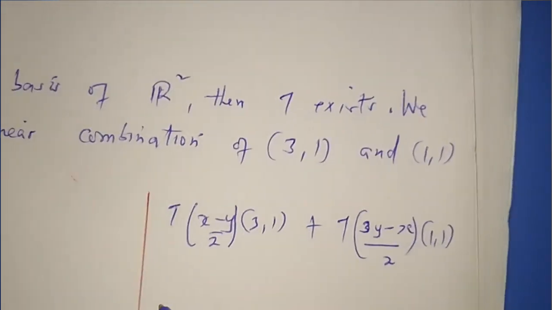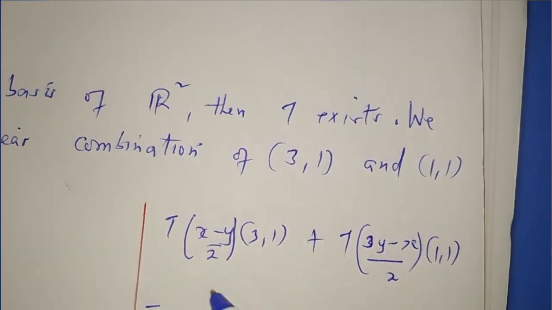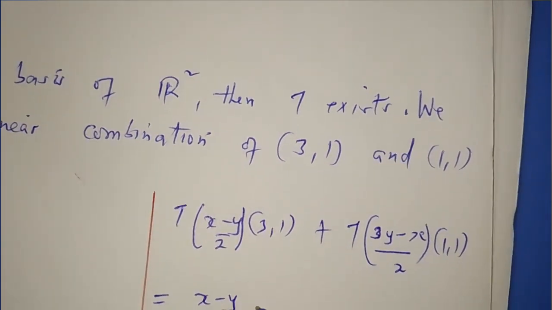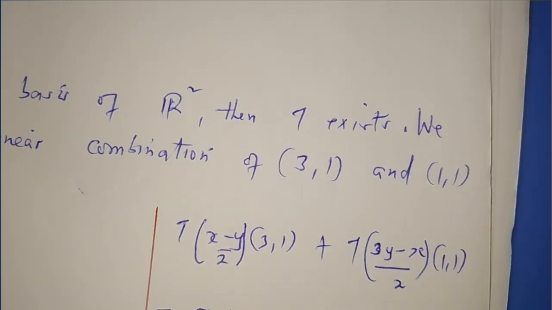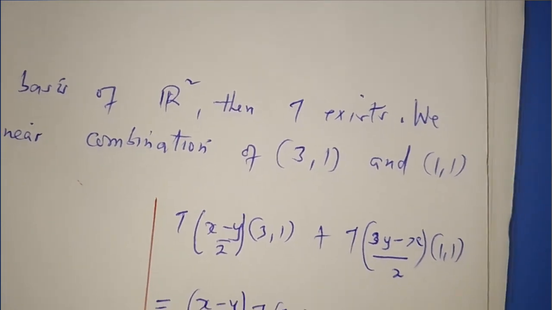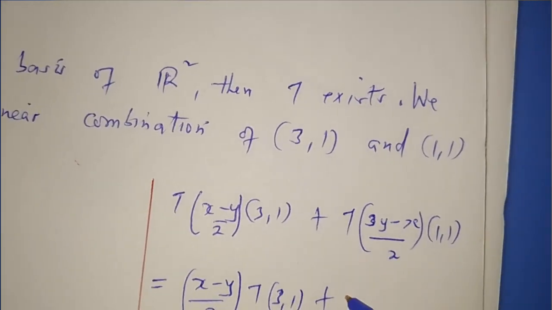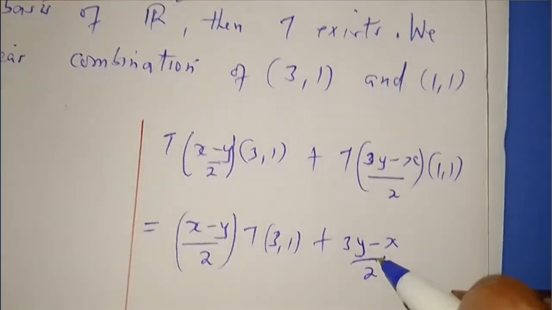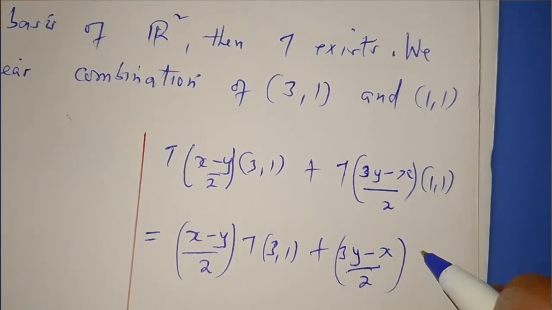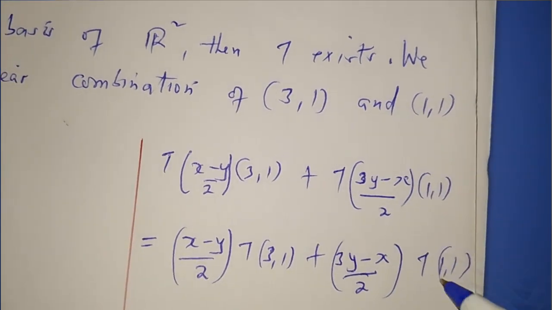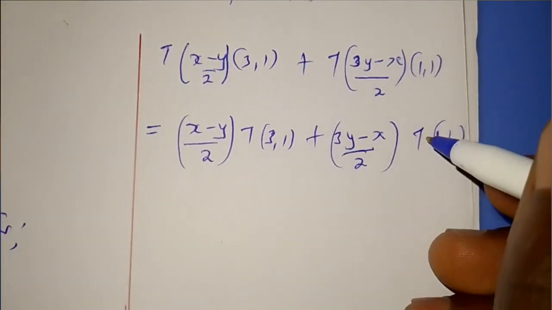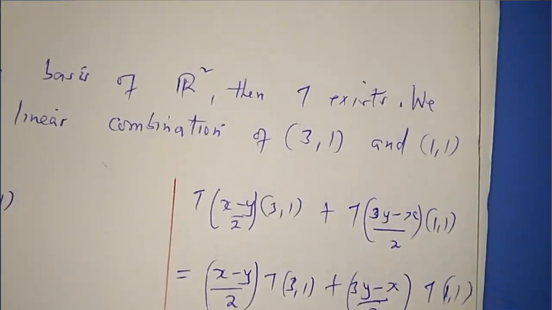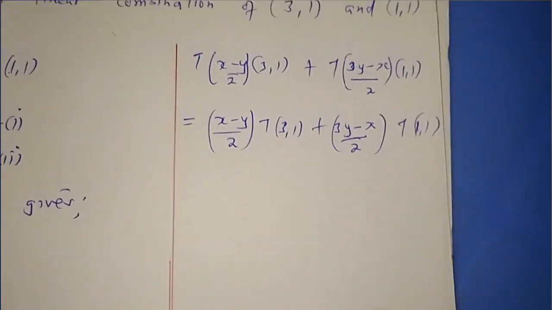And this can also be written as (x − y)/2 times T(3, 1), plus (3y − x)/2 times T(1, 1). This is the translation of the mapping. T is the mapping. Are you there?